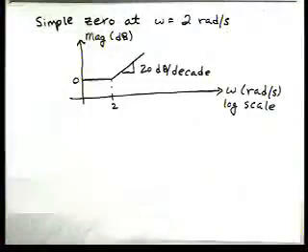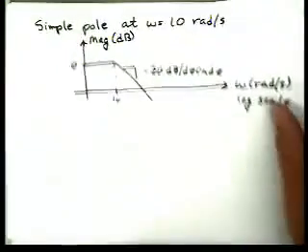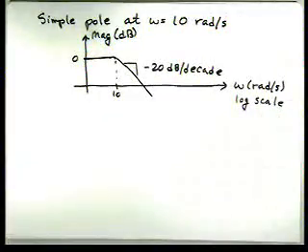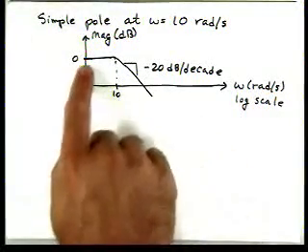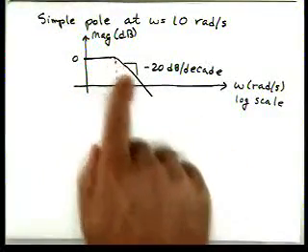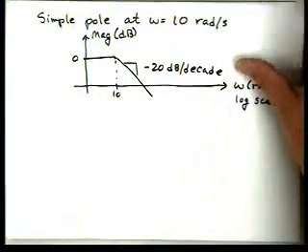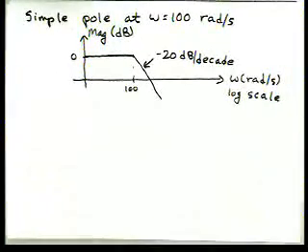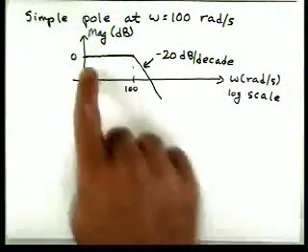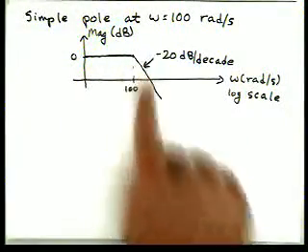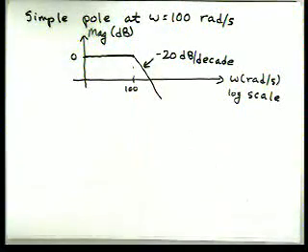And now we have the two poles. The simple pole at omega equal 10 has a gain of 0 until we get out to 10, and then it rolls off at minus 20 dB per decade. Then our last term is a simple pole at omega equal 100, and there's the plot for it. Notice it has a gain of 0 out until we get to omega equal to 100. Then it breaks down at minus 20 dB per decade.